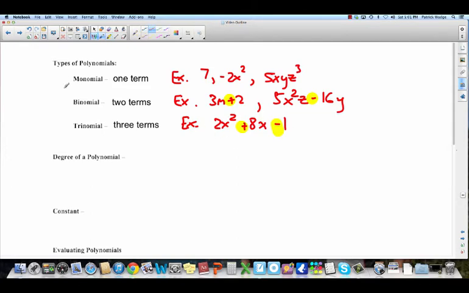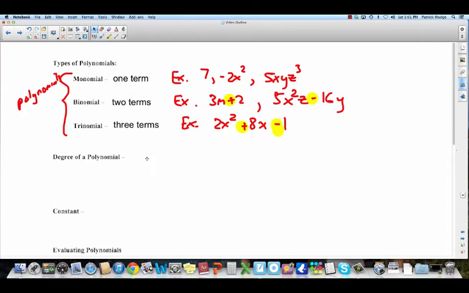Now, all of these here are actually all called polynomials. So 7 is a polynomial, but more specifically, it's a monomial. 3m plus 2 is a polynomial, but more specifically, it's a binomial. 2x squared plus 8x minus 1 is a polynomial, but more specifically, it's a trinomial. If you have more than 3 terms, you call it a 4th term polynomial, or a 5th term polynomial, or a 6th term. They just don't have special names.